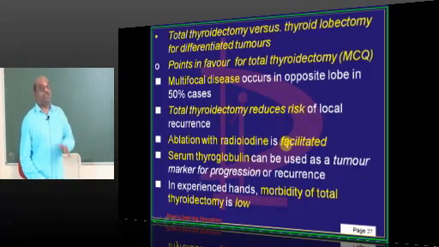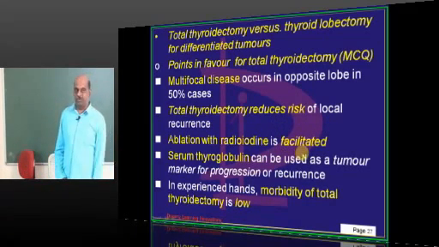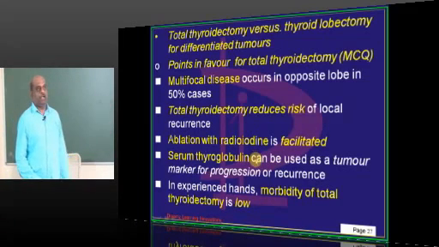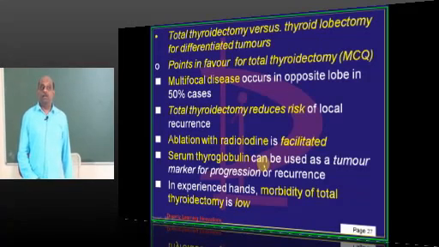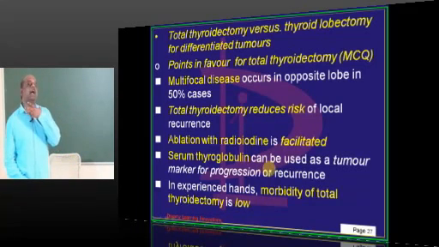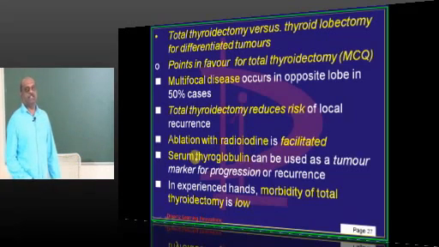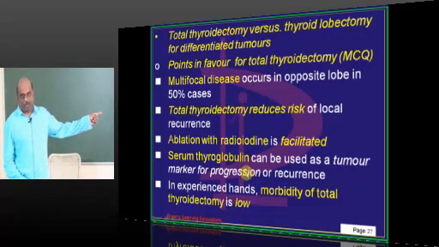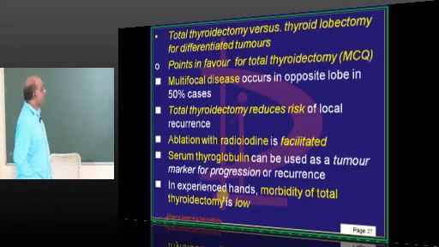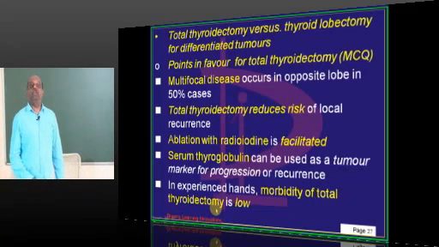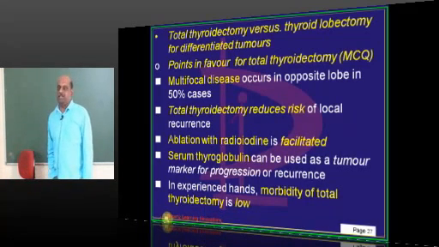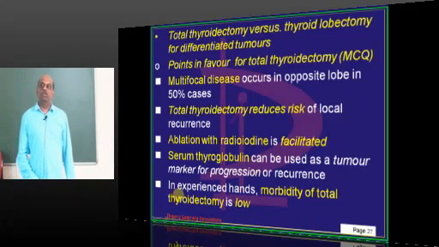Total thyroidectomy will reduce the risk of local recurrence. That is, to the regional lymph nodes there can be recurrence. Then it also helps in any ablation which you can do with radioiodine. Radioiodine ablation is facilitated if you happen to do the total thyroidectomy. Suppose any recurrences are there, then after total thyroidectomy, you can depend on serum thyroglobulin to detect the presence of any recurrence. And if he is a regular surgeon, then the morbidity is low. A regular surgeon knows what to injure, what not to injure.